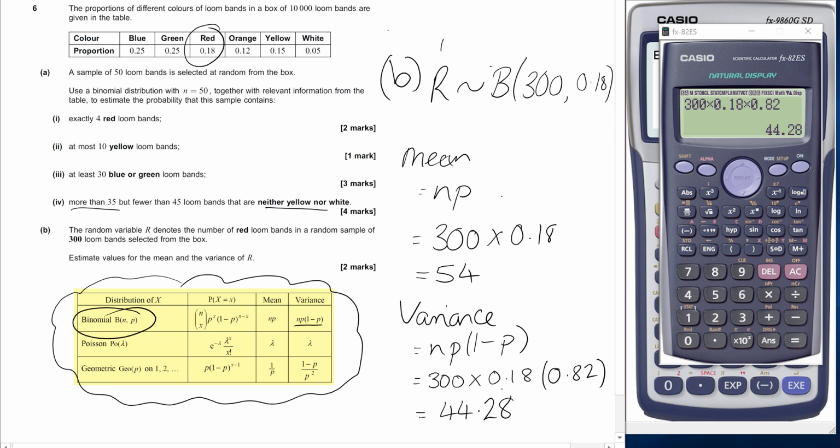Incidentally, if we wanted the standard deviation, we would have to square root that variance. So if the question asks for the standard deviation, that would be 6.65. But for this case, because we asked for variance, we can just leave it as that. And so we've got 1 mark for the mean, 1 mark for the variance. So that question was just testing whether or not you knew your formulas or knew where they were in the formula book.